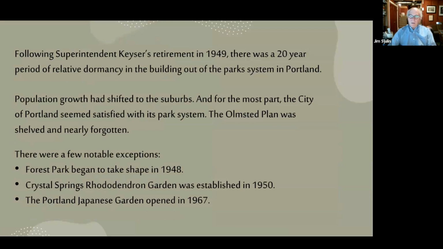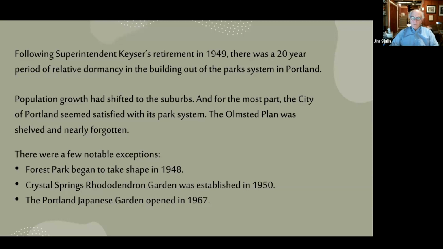So then there was a little hiatus, and not a lot seemed to be done in Portland. And after Kaiser retired, I think the Olmsted plan was shelved and nearly forgotten. A few notable exceptions, though, things didn't come to a full stop. Forest Park, which is now the largest forested park in the country inside the city limits, I have to use all the qualifiers to make sure it's accurate, began to take shape in 1948. So they just celebrated their 75th anniversary.